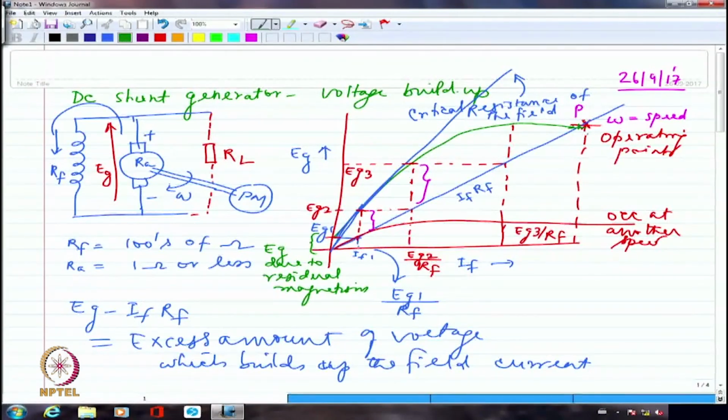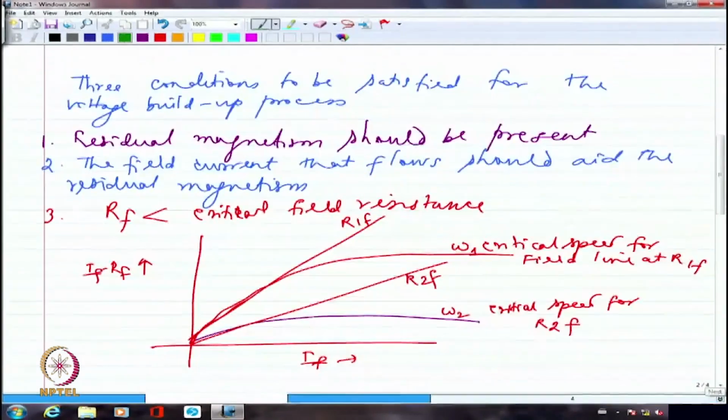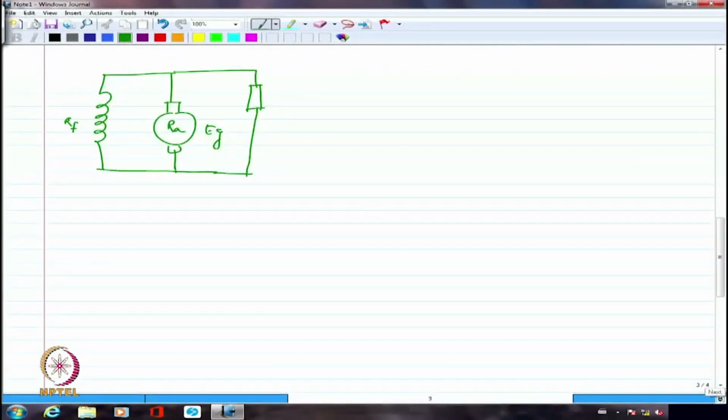So let me call this as EG rated. When I am driving the machine at rated speed and it has gone on with inherent field resistance and it has finally settled at the point which is corresponding to some value EG, which I call as EG rated. So I would say that now I have allowed the machine to reach its own operating point, because of which we have reached EG rated.